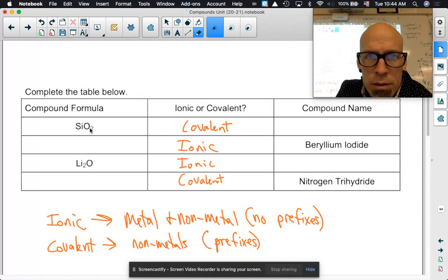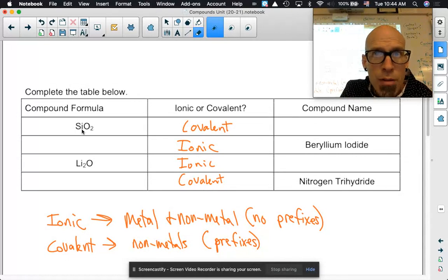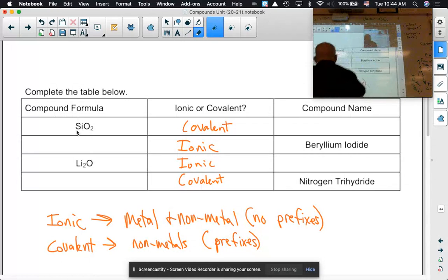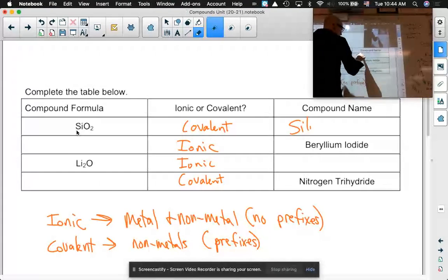Silicon and oxygen. Well, silicon would start the name. We don't use mono at the beginning. There's only one silicon, yes, but we don't use mono at the start, never. There's no subscript in the formula for silicon, and so no prefix, just silicon. Just the name. So silicon first.